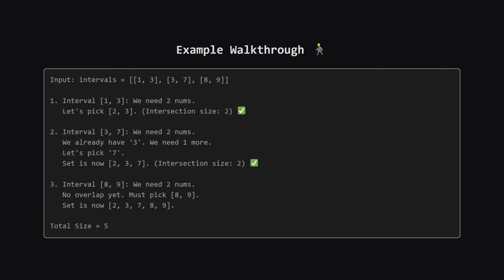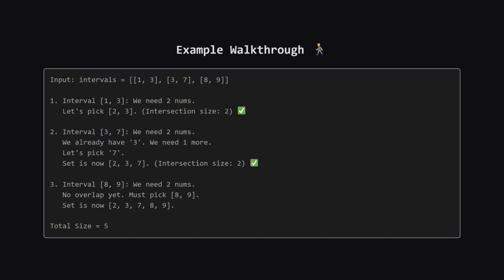Suppose our input intervals are 1 to 3, 3 to 7, and 8 to 9. First, look at the interval 1 to 3. We need 2 numbers here. To maximize the chance they overlap with future intervals, it usually makes sense to pick numbers near the end. Let's pick 2 and 3. Next, we look at 3 to 7. Our set already has the number 3. That's one intersection, but we need 2, so we need to pick one more number between 3 and 7. Let's pick 7. Now our set is 2, 3, 7.